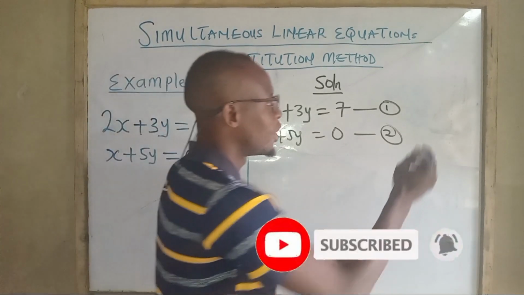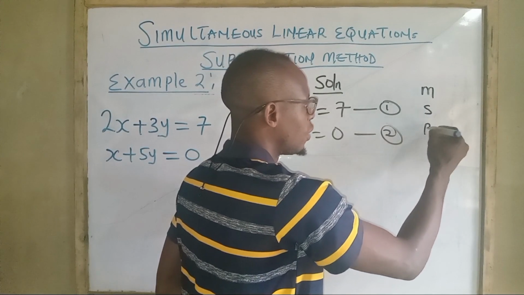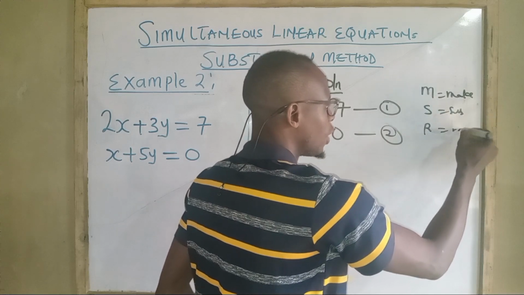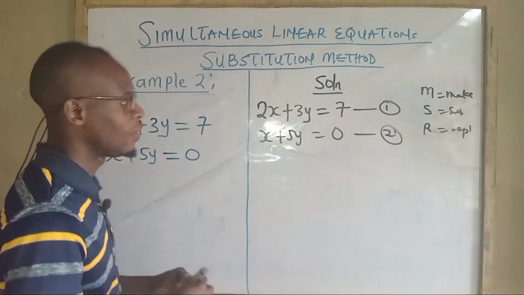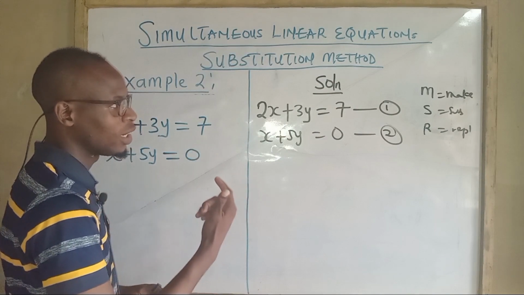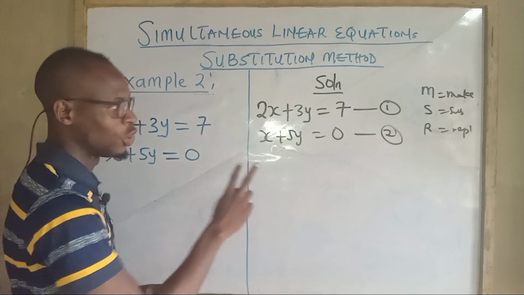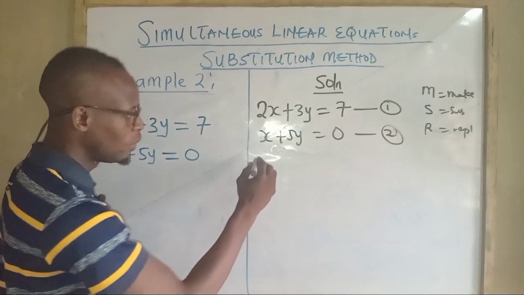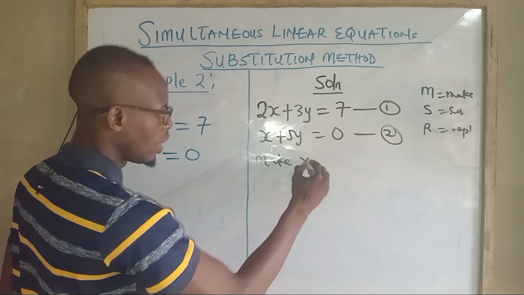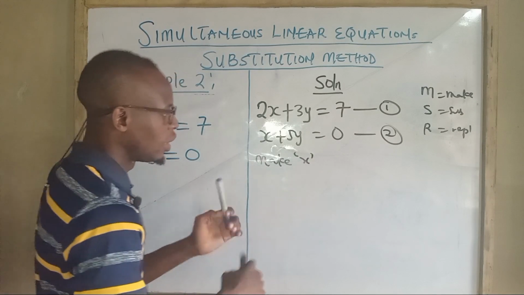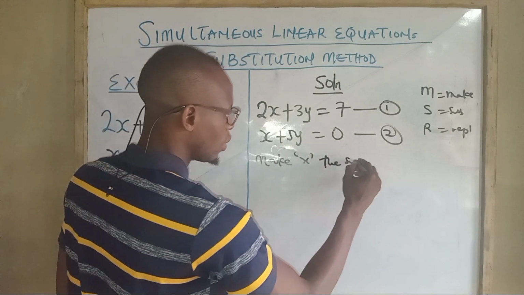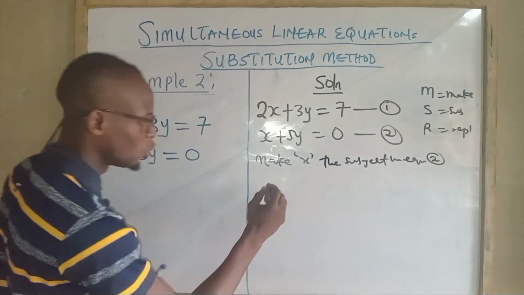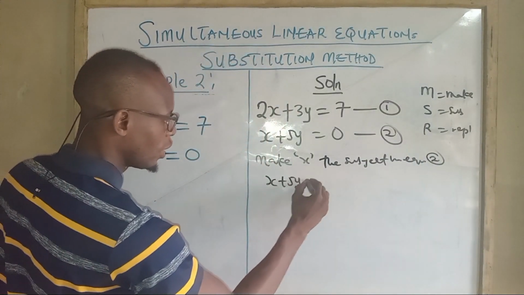If you are following this format, don't forget MSR, where M represents make, S represents substitute, and R represents replace. Don't forget that I gave that in my last class. Now, the easiest one for us to make x the subject of the formula is equation 2, because equation 2 has a simple coefficient of x. So, make x the subject in equation 2.